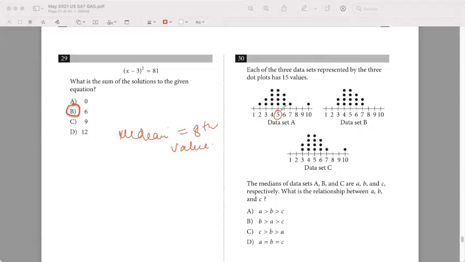So for data set A, the median is 5. 1, 2, 3, 4, 5, 6, 7, 8. Again, for data set B, it's 5. 1, 2, 3, 4, 5, 6, 7, 8. For data set C also, the median is 5. So I noticed that in each of these cases, the median is the same. So the answer is D. A is equal to B is equal to C.